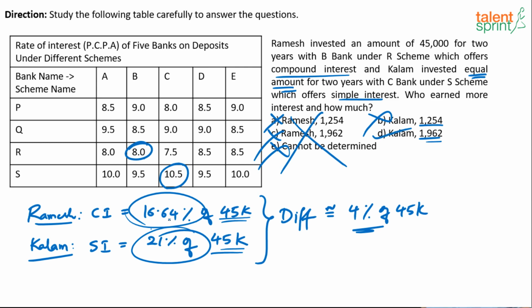See, actual difference is not 4, actual difference is 4.36. We have taken 16.64 as 17. So we are getting 21 minus 17, 4. But if you actually keep it as 16.64, then 21 minus 16.64 will be 4.36. So actual difference is 4.36, meaning actual value will also be more than 1800. So it is justified that the answer is 1962. Okay? Simple. Next question.